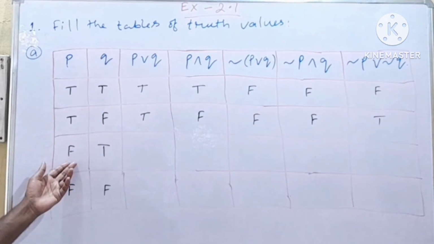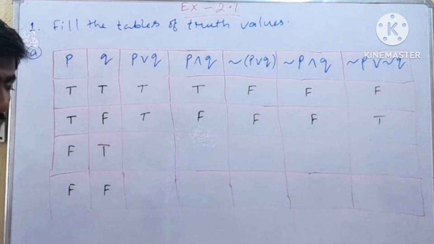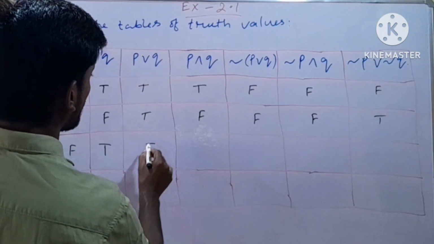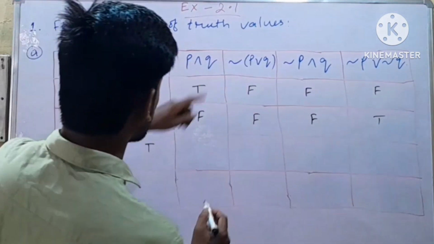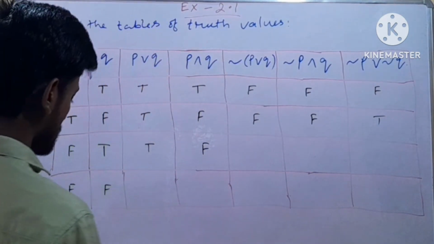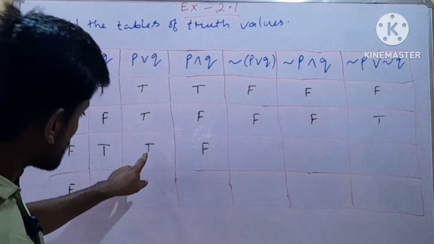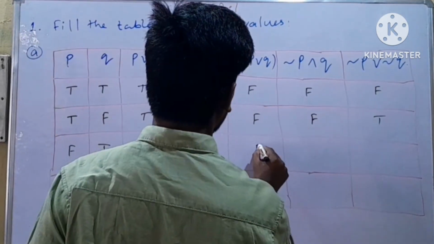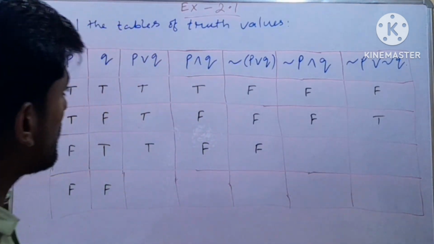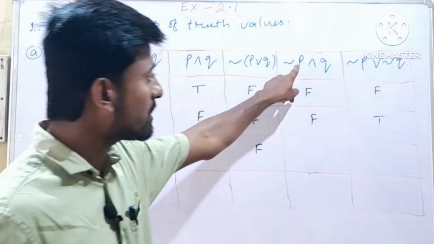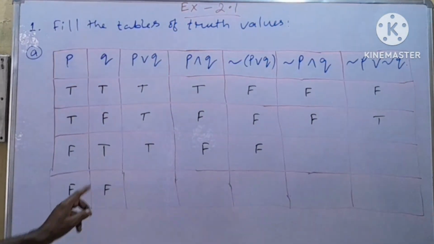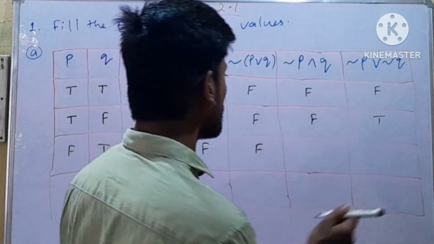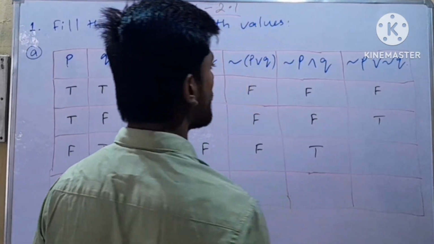Next here P is false, Q is true. Then disjunction of P and Q will be true, and conjunction of P and Q will be false. Since P disjunction Q is true here, so negation of P disjunction Q will be false. P is false, so negation of P will be true, and Q is true, so negation of P is true, Q is true, so therefore conjunction will be true.